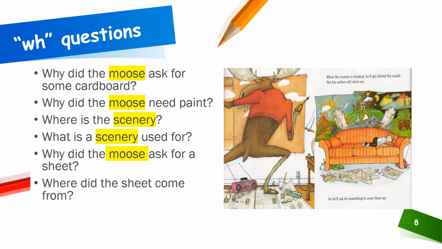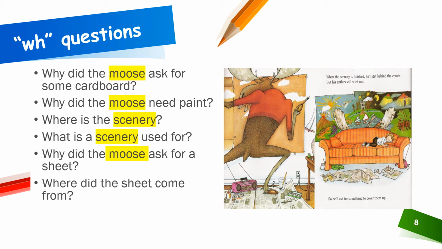For this section of the WH questions, I want to preface that the picture is actually 4 pages put together. On the first page it says, then he'll ask you to help make the scenery. The question that really stands out to me is, what is a scenery used for? On the next page, it says, when the scenery is finished, he'll get behind the couch, but his antlers will stick out. So he'll ask for something to cover them.